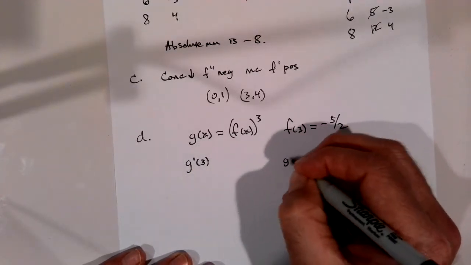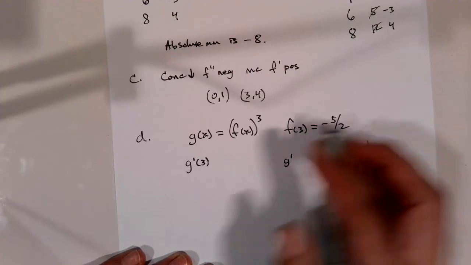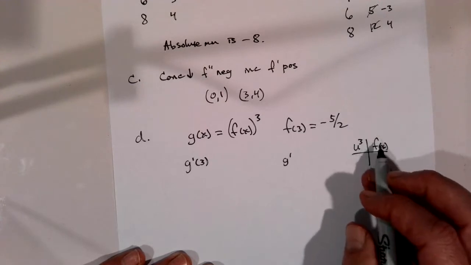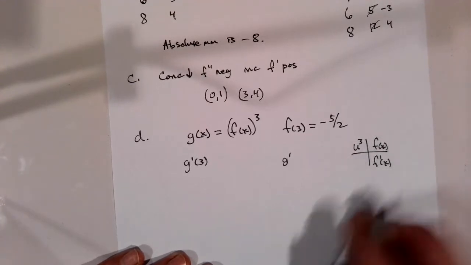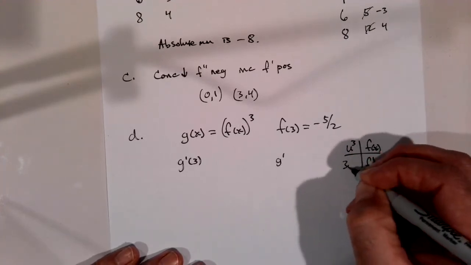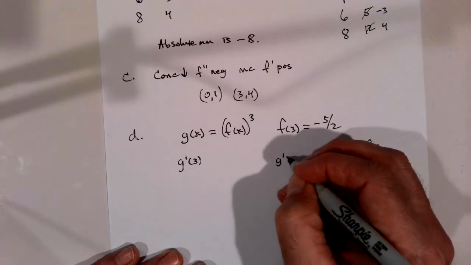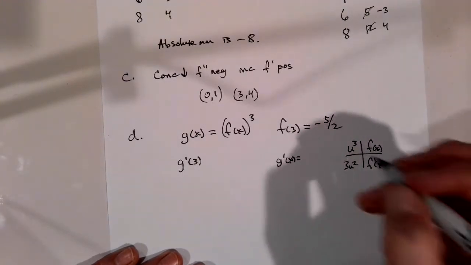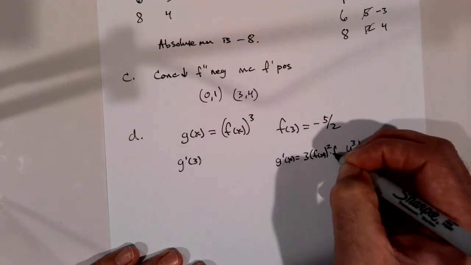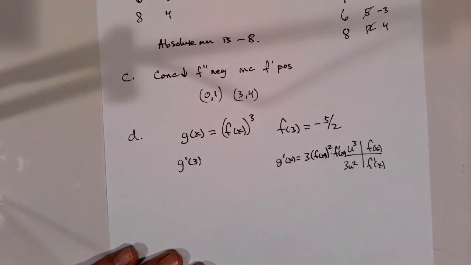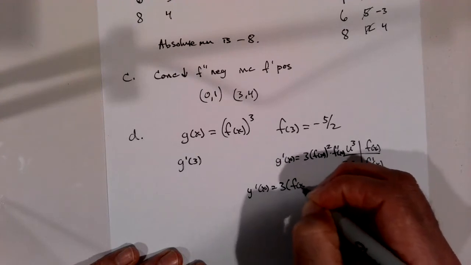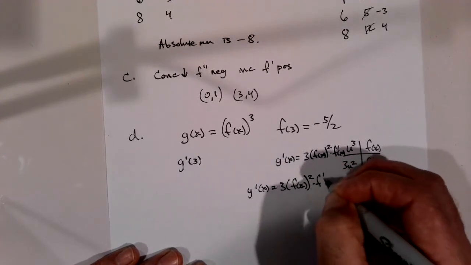Well, first let's focus on g prime. You have a composition function: u cubed and f of x. The derivative of f of x is f prime of x, and the derivative of u cubed is 3u squared. So g prime of x is equal to 3 times f of x squared times f prime of x. I'll write that out again: g prime of x is equal to 3 times f of x squared times f prime of x.